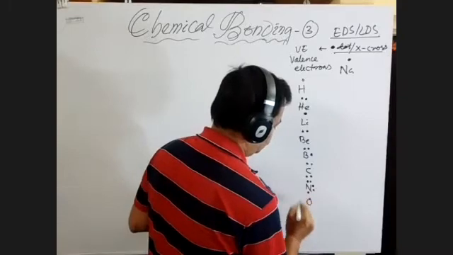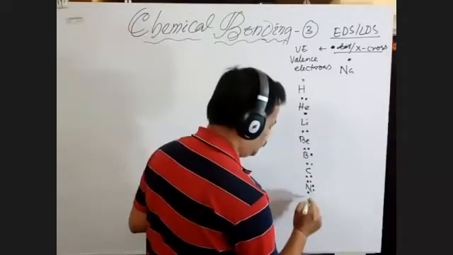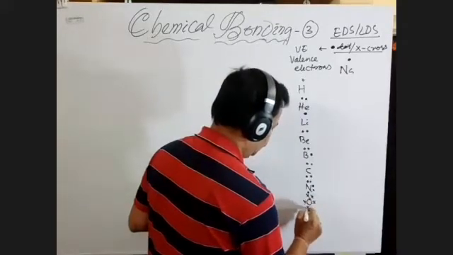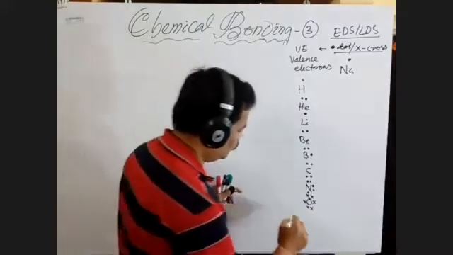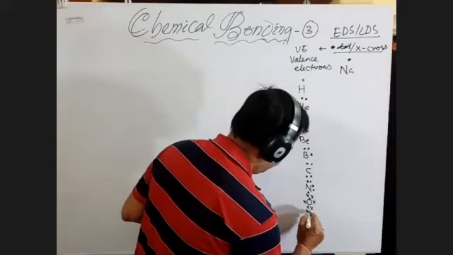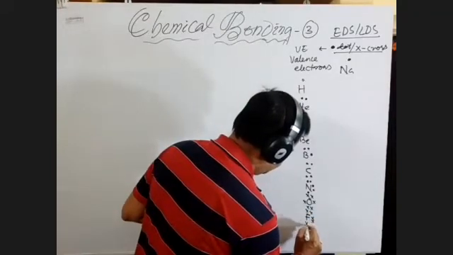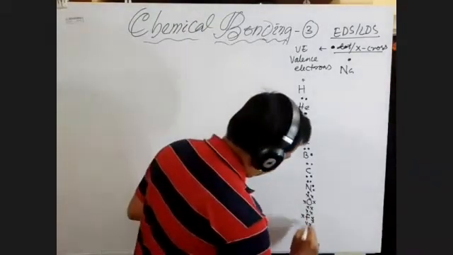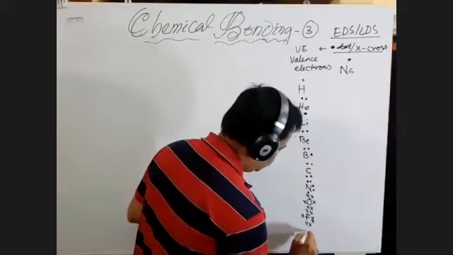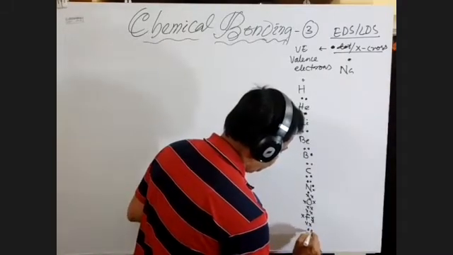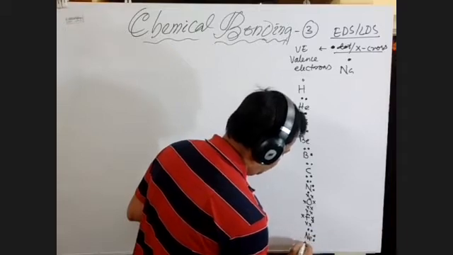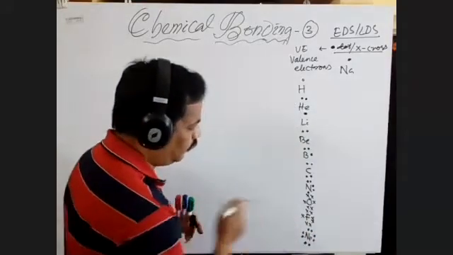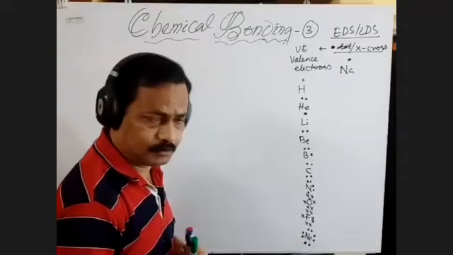Oxygen is represented, if I'm using a cross mark now, with six cross marks around the oxygen. So this is also a Lewis dot structure. Fluorine, I can use seven cross marks here, because seven electrons are present in its outermost shell. Then neon. Neon has, sorry, not 6, 8 electrons in the outermost shell. So I can draw 8 dots here.